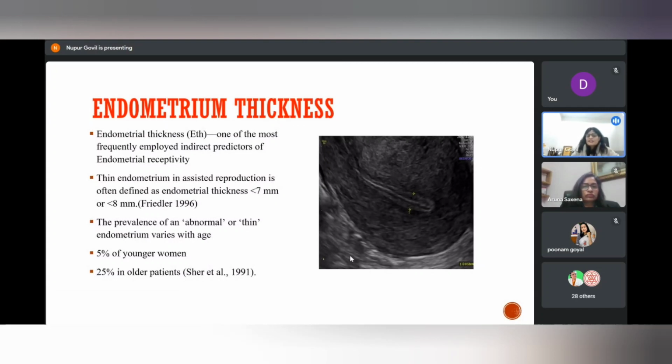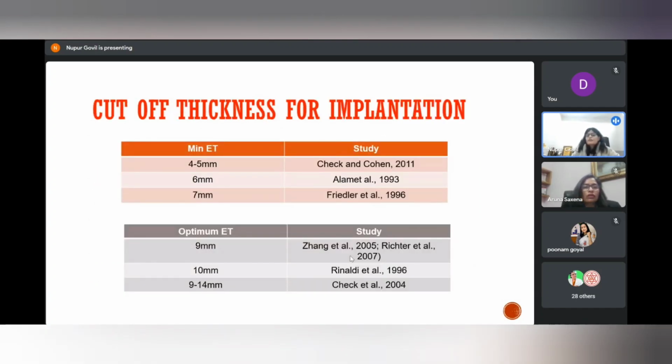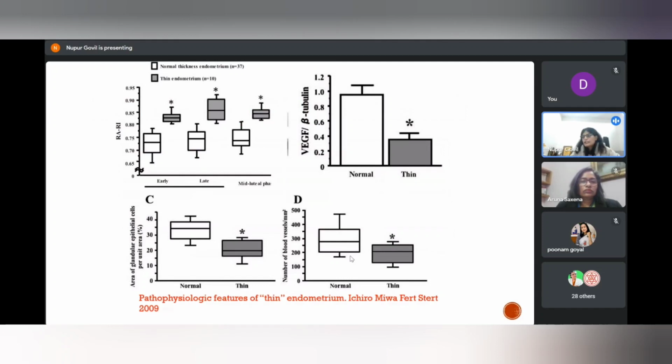So different studies have given different cutoffs, and it has been found that it is most of the time age related, with lesser chances seen in the younger women and more in the older patients. Different studies have quoted different endometrial thickness required for conception, from 4 to 5 mm to a minimum of 7 mm. And there are studies which have shown that the optimum endometrial thickness before implantation should be, some studies have quoted 9, some even 10 to 14 mm. So there is not a clearly defined cutoff, and more studies are needed.